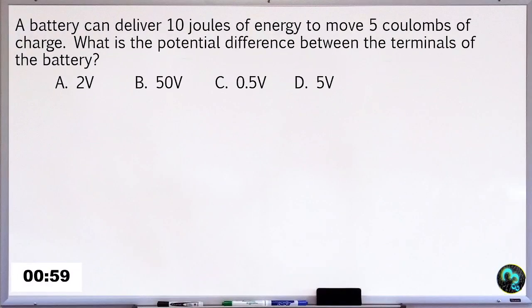Okay. Next, we have a battery can deliver 10 joules of energy to move 5 coulombs. So, ang hinahanap is the potential difference or the voltage.